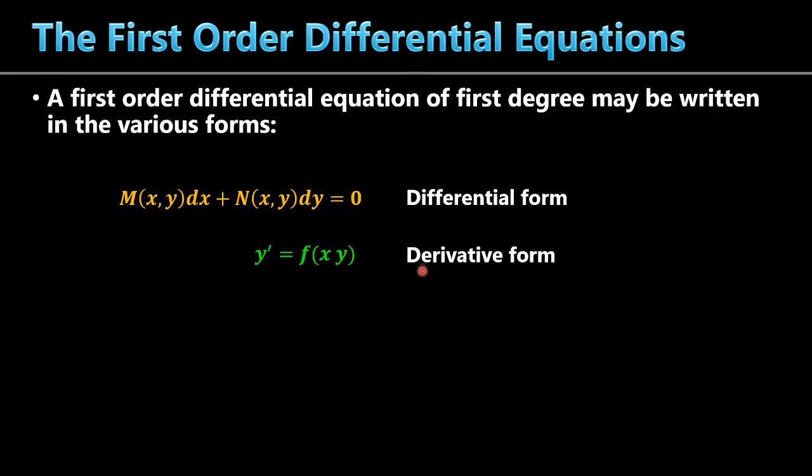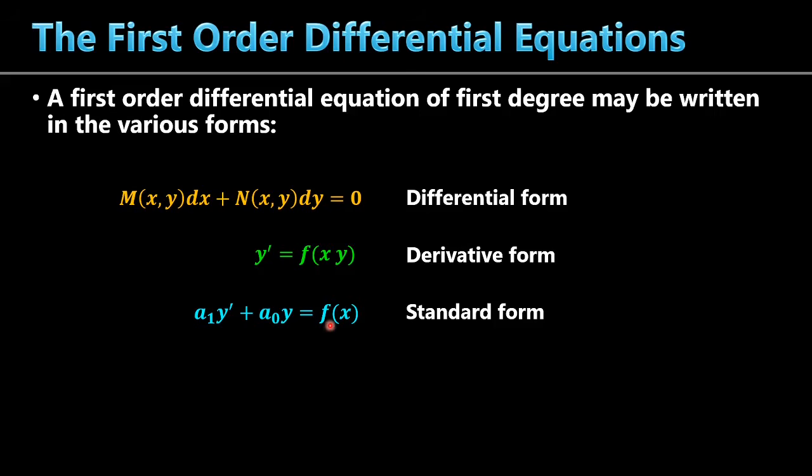Now, the third form that a first-order differential equation may take is what we call the standard form. In the standard form, all functions of the dependent variable, including its derivative, are all written on the left side. And on the right-hand side, we have a function that is purely in terms of the independent variable. So here, the independent variable is x. That's why on the right-hand side, we have f of x.